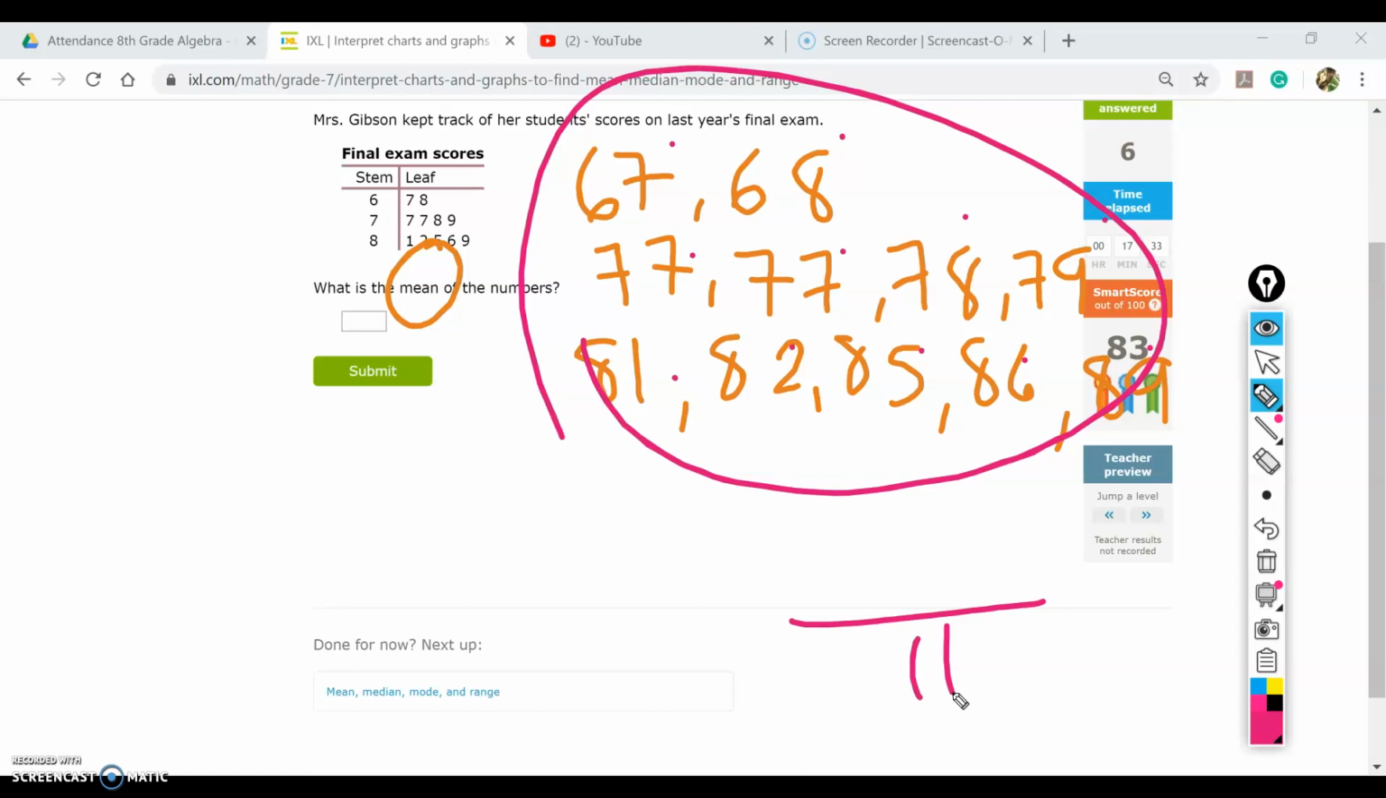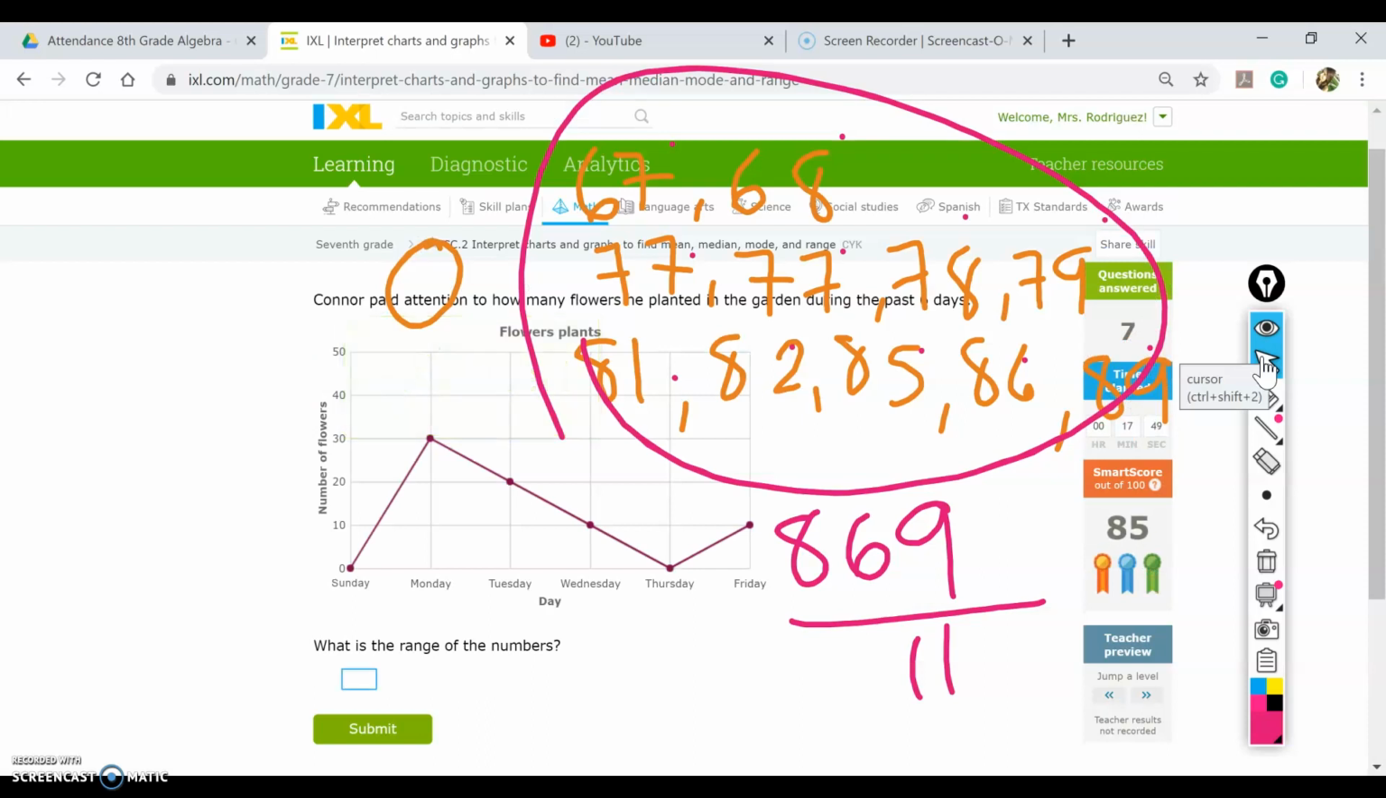And I divide that number. I got 869. And I divide that number by 11 because that's the total number of scores that I have. And it gives me 79. So the mean would be 79. Let's see if that's true. And we got it correct.